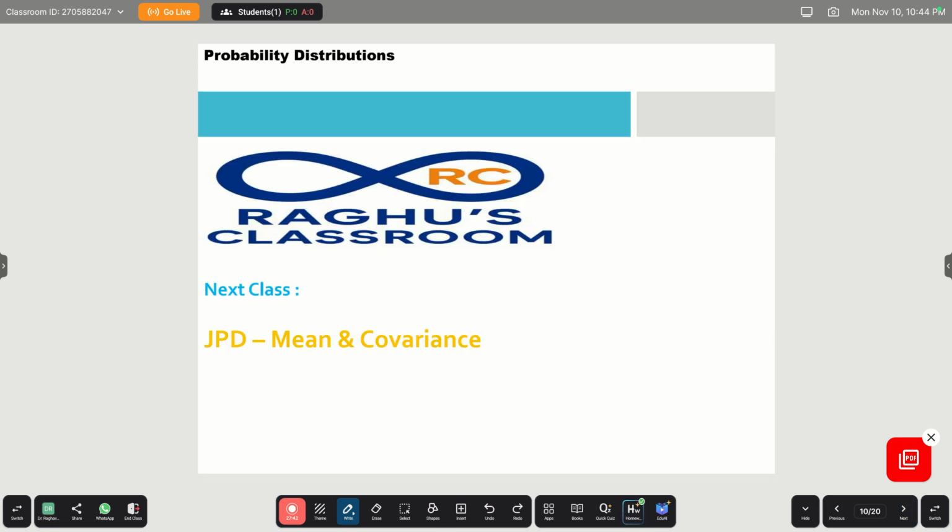I hope you have understood the definition of joint probability distribution, how to compute marginal distributions from a joint probability distribution, and how to check whether the variables are stochastically independent or not. And in the next class, let's discuss the mean and covariance of joint probability distribution.